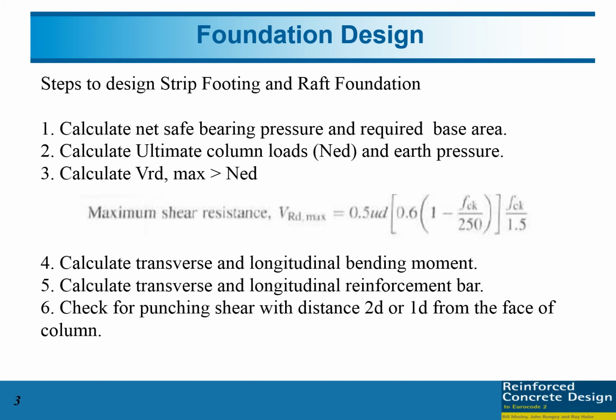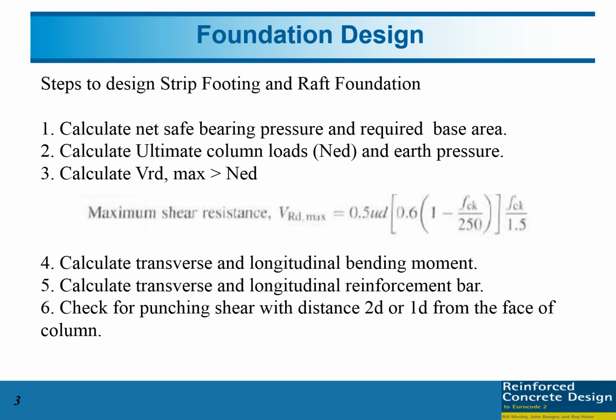Steps to design strip footing and raft foundation. First, we need to calculate the net safe bearing pressure and the required base area. So the net safe bearing pressure is the bearing capacity of the soil minus the self-weight of the footing or foundation. And then the required base area needs to be calculated using the serviceability limit state, SLS load. Okay, after that calculate the ultimate column loads, the NEd, by using the ULS, ultimate limit state load, and calculate the soil pressure. So the soil pressure will act upward on the foundation. In this case, we need to provide the reinforcement bar inside the foundation by using these two loads: the column loads with downward direction, and the soil pressure with upward direction. Okay, so this combination of loads must be resisted by the reinforcement bar.